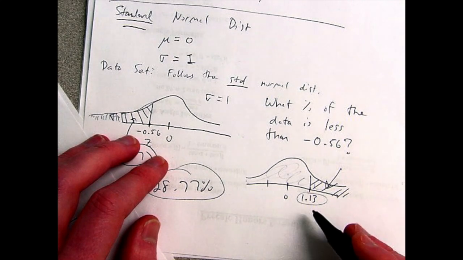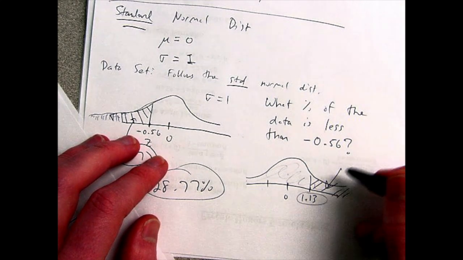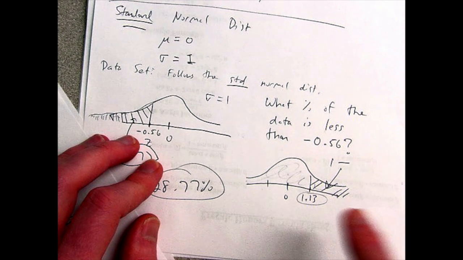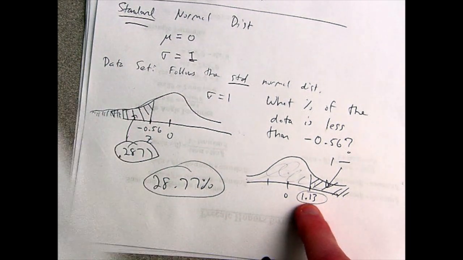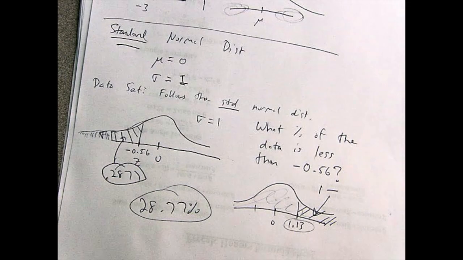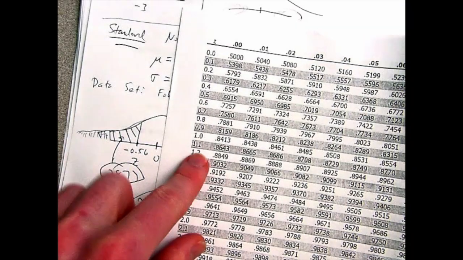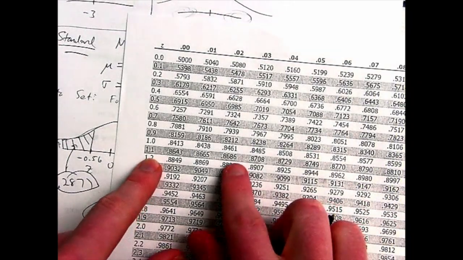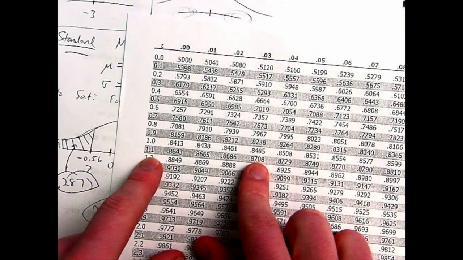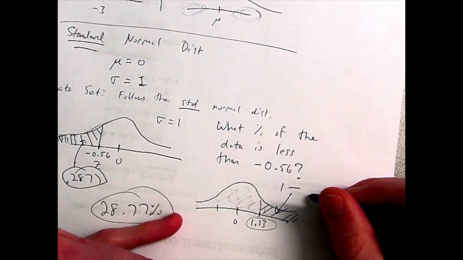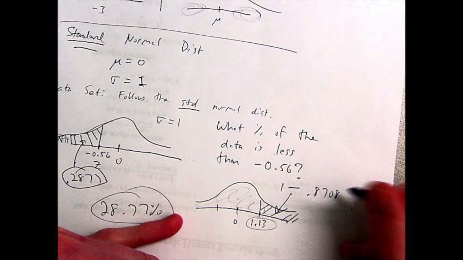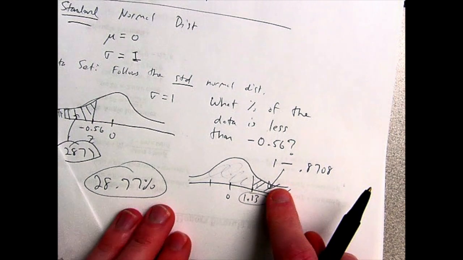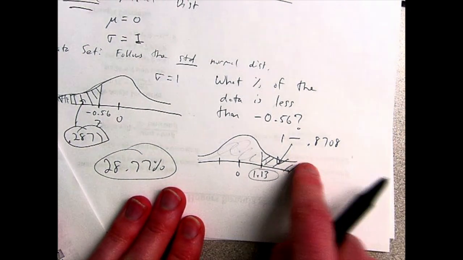So if you want to know the area of this region right here, the area to the right of 1.13, what you can do is take 1 minus the table value for 1.13. Let's look up what that table value is. 1.1 is here, and then 1.13 gives me 0.8708. So 1 minus 0.8708, that's going to give me this region here.